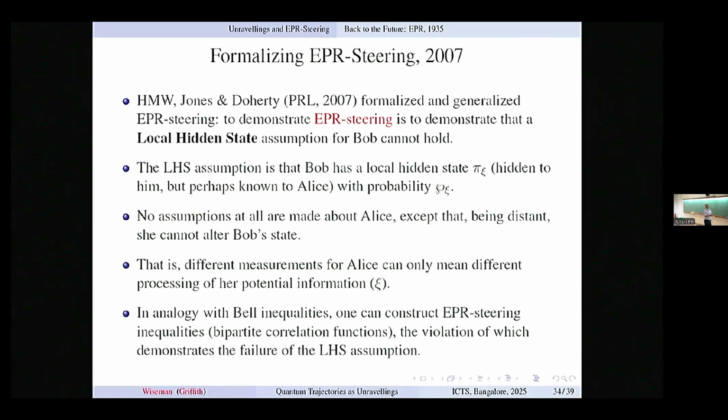So in analogy with Bell inequalities, we showed that we can construct EPR steering inequalities. For two parties, these are bipartite correlation functions. And if you violate one, then you demonstrate the failure of the local hidden state assumption; you demonstrate EPR steering.